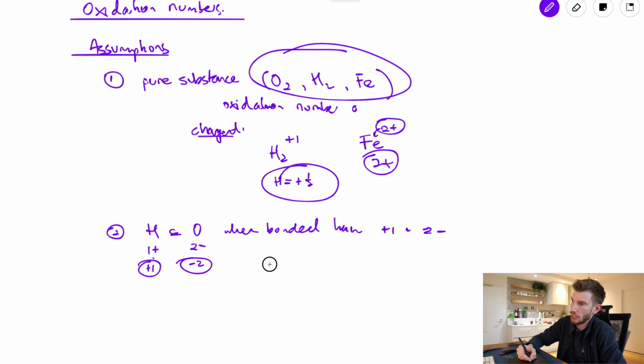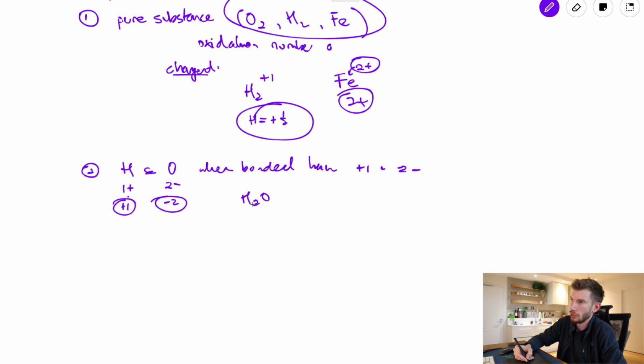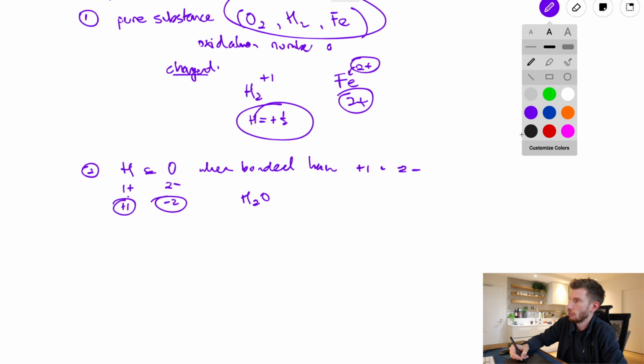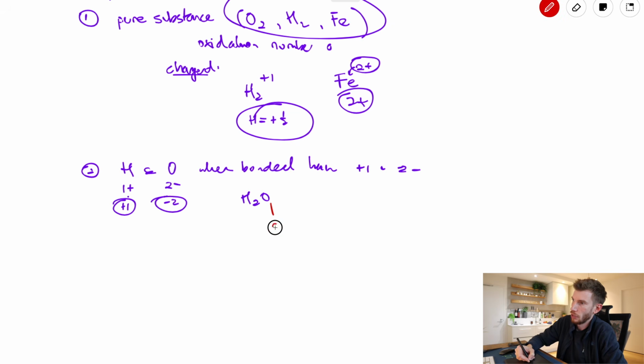So for example, classic one would be water, right? If you think about it, we've got 2 hydrogens, 1 oxygen. If I go ahead and assume that the oxygen is in the 2- state, I can see the overall charge, which normally sits up here, is empty, it's 0.